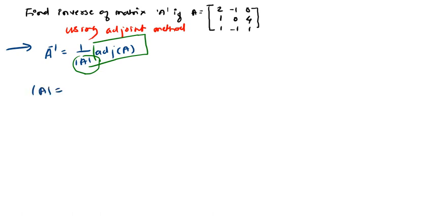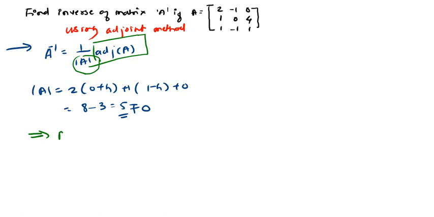So determinant of this will be 2 into 0 plus 4, then plus 1 into 1 minus 4 plus 0, which is 8 minus 3, which is equal to 5. Which is not equal to 0. This implies A inverse exists. Now once the inverse of the matrix exists, we find the adjoint of the matrix A. To find the adjoint of this matrix, we will take this matrix to the next page.